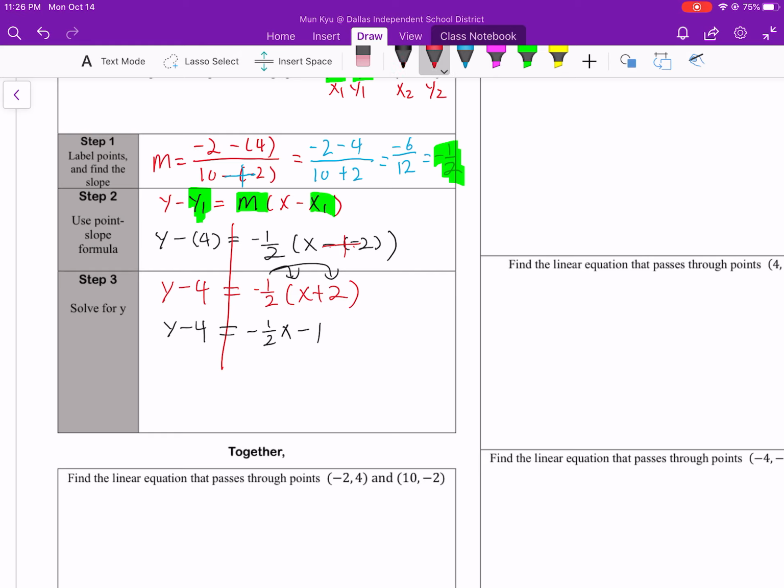We have one last step. Here, we have a -4, so you want to get rid of this. So we're going to add 4 to both sides. So you will have y equals -1/2 x. -1 plus 4 is plus 3. All right.